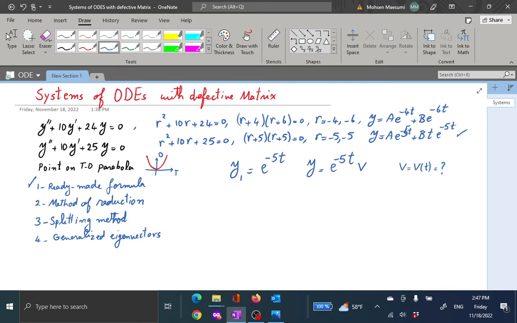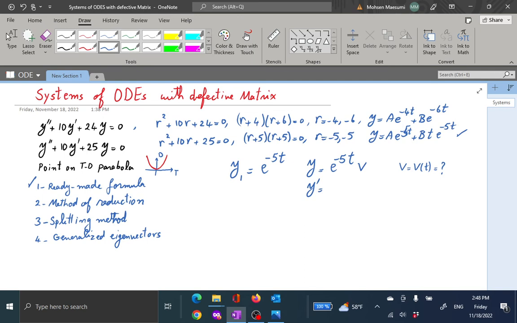It's always a safe bet to say that y is, you can simply define v as y times exponential of 5t, and then see what you can get for v. So what we are going to do in the method of reduction, we take this, take its derivative, plug it back in our equation, and try to figure out what v should be. So I go ahead and take a derivative of this.